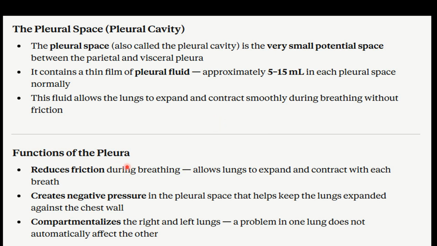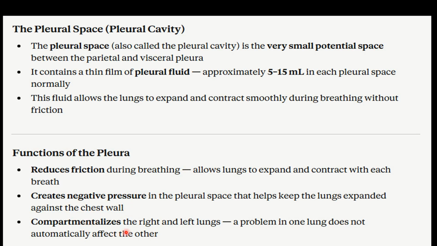Alright, now we will see what are the functions of the pleura, like what are the major functions of the pleura. First is reduced friction, which we just discussed. So during breathing, it allows lungs to expand and contract with each breath. Second, it creates negative pressure in the pleural space that helps keep the lungs expanded against the chest wall. Okay, so it also helps to create this negative pressure.